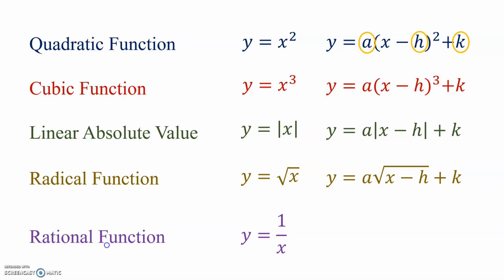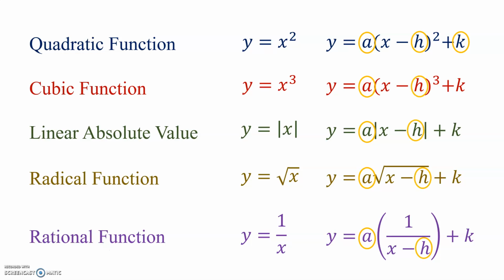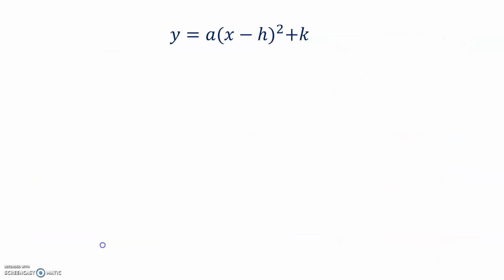Same with radical. We can do the same thing, and rational functions. In all of them, you'll notice they all have the a, and the a is written as a coefficient on the outside, multiplied. They all have the h. h is on the inside of some sort of grouping symbol, and they all have the k on the outside being either added or subtracted.